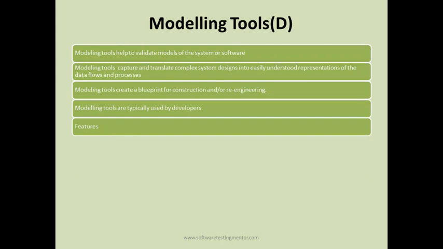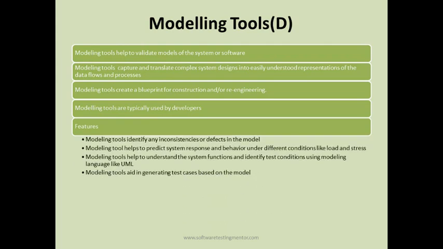Then what are the features of modeling tools? Modeling tools identify any inconsistencies or defects in the model. That's a very basic feature provided by modeling tools. If there is any inconsistency or defect in the software model, then it will identify that. Then it helps to predict system response and behavior under different conditions like load and stress. You can model different load and stress in the tool and see how the software will perform, what the response or behavior of the software will be.